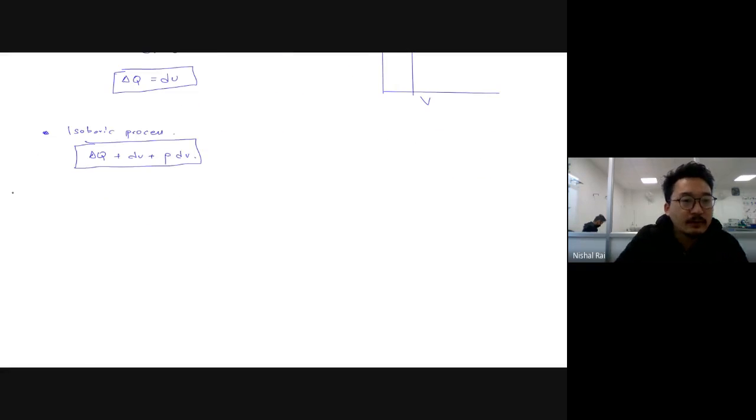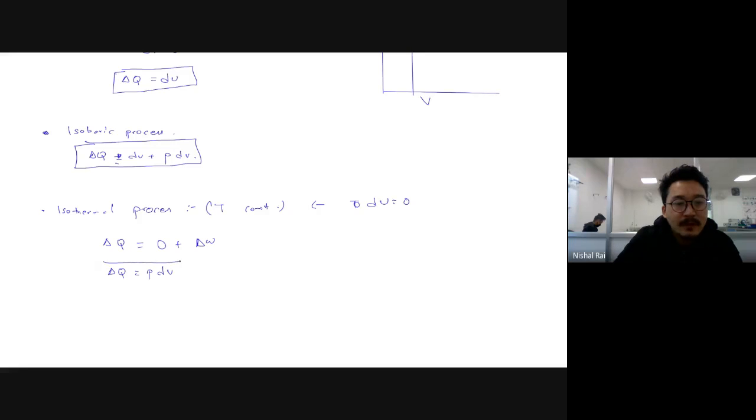Now for the isothermal process, temperature was constant. When temperature is constant, we have seen that the change in your internal energy vanishes. So by using this law, we get dq equals, sorry, dU is 0 plus dW, or delta W for timing. We can just write delta q is basically P into dV for the isothermal process.